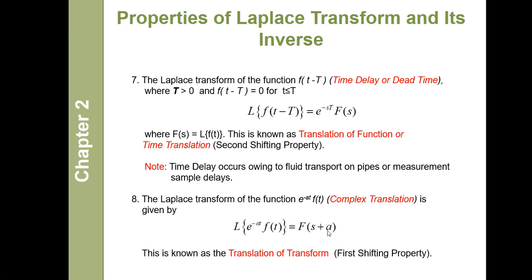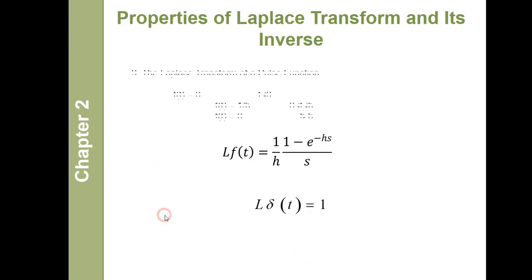Translated in the sense that your s in the answer were all changed to s plus a, being the constant that appears in the argument of the exponential function that was multiplied to your function of t. Here, we say that your function experiences what we call complex translation. As to the transform, we say that there is translation of the transform. This is the first shifting property of Laplace.